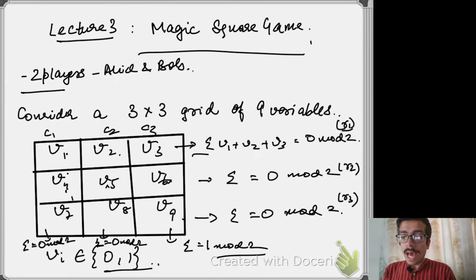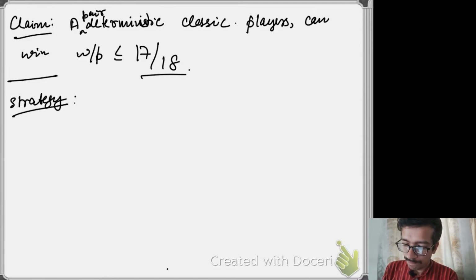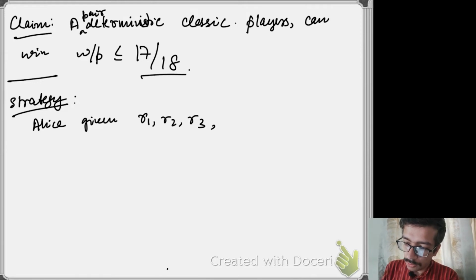But now Alice is going to satisfy at max 5 of the constraints, right? Okay, so this does not work. A strategy that works is as follows. So let's write down the strategy. So Alice, given R1, R2, R3, C1, C2, outputs all zeros.